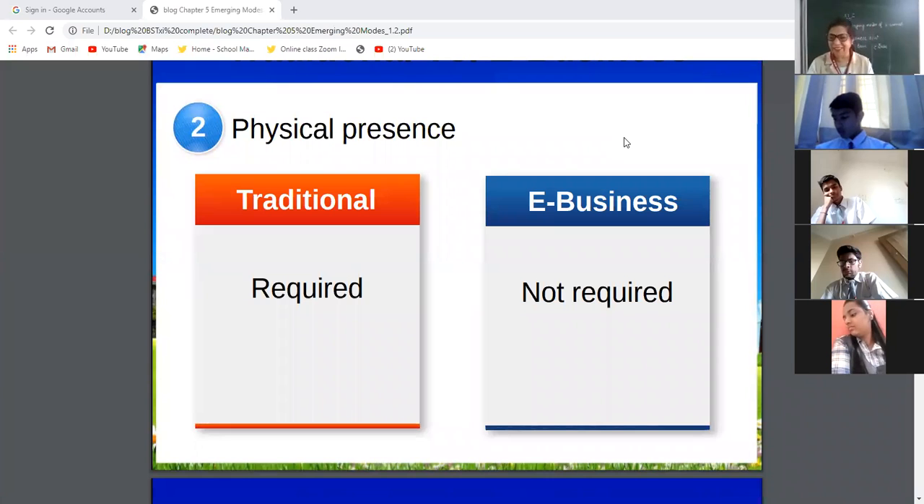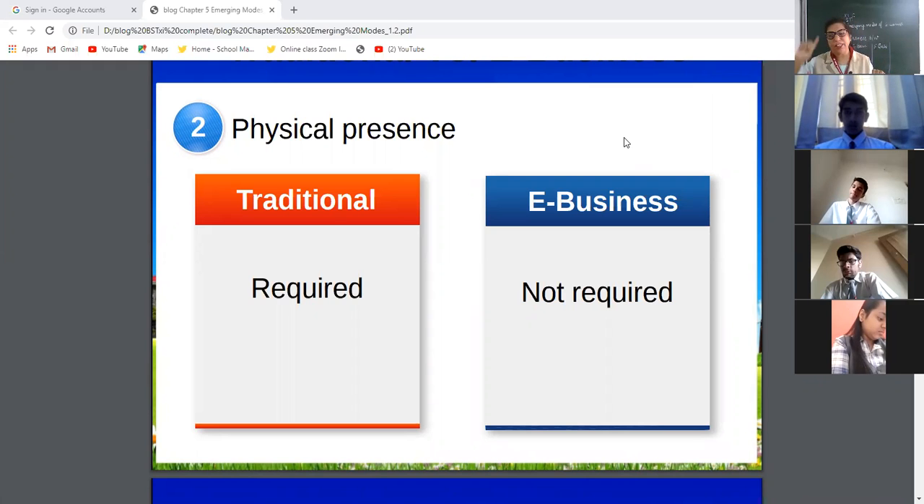Like offline teaching, when you come to school and we teach you, that is the traditional way. Now through Zoom, physical presence is not necessary. You are sitting at home and we are in the school and we don't have face-to-face interaction. Still we are teaching and you are learning. That is electronic mode, my dear children. So physical presence in traditional business is required.